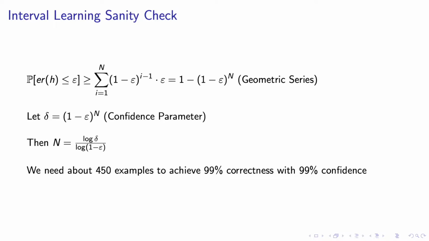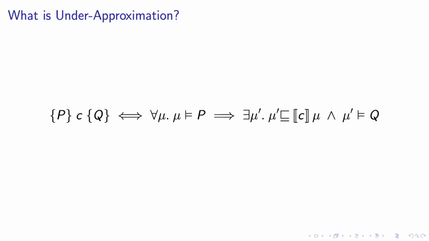Interval learning is a one-dimensional version of the rectangle learning problem, which is a well-known example of a probably approximately correct learnable concept and has many practical applications. We could write a more complicated learning algorithm and use a mechanized version of the program logic to automatically derive correctness bounds. To understand what under-approximation means, we have to look at the definition of the Hoare logic triples.